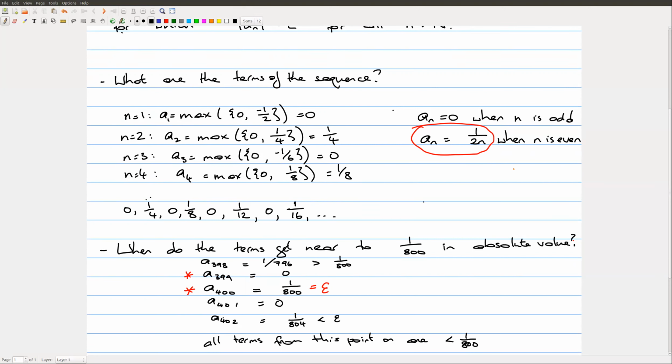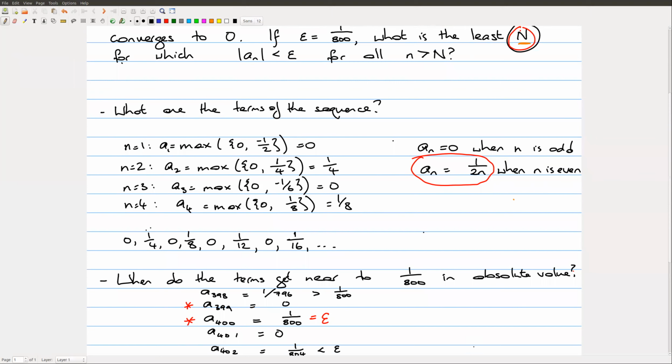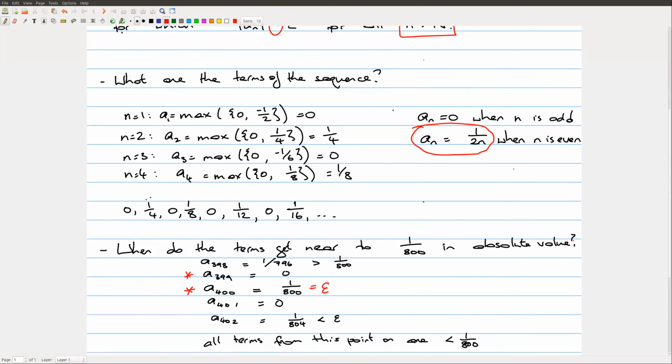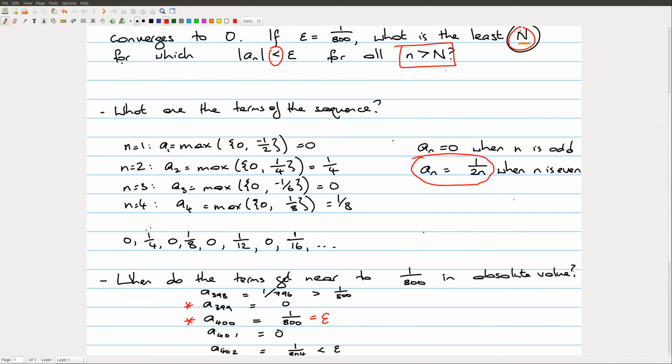So basically, if we're asked what is the least N with the property that the term a_n is strictly less than epsilon, so if you've got a less than or equal there, you need to think slightly differently about it, whenever little n is greater than N. So this is strictly greater than. So it's something in this ballpark around 399, 400. If little n is greater than 400, then it could be 401, 402, and so on. From that point onwards, all the terms from 401, 402 onwards are strictly less than 1 over 800 in absolute value.